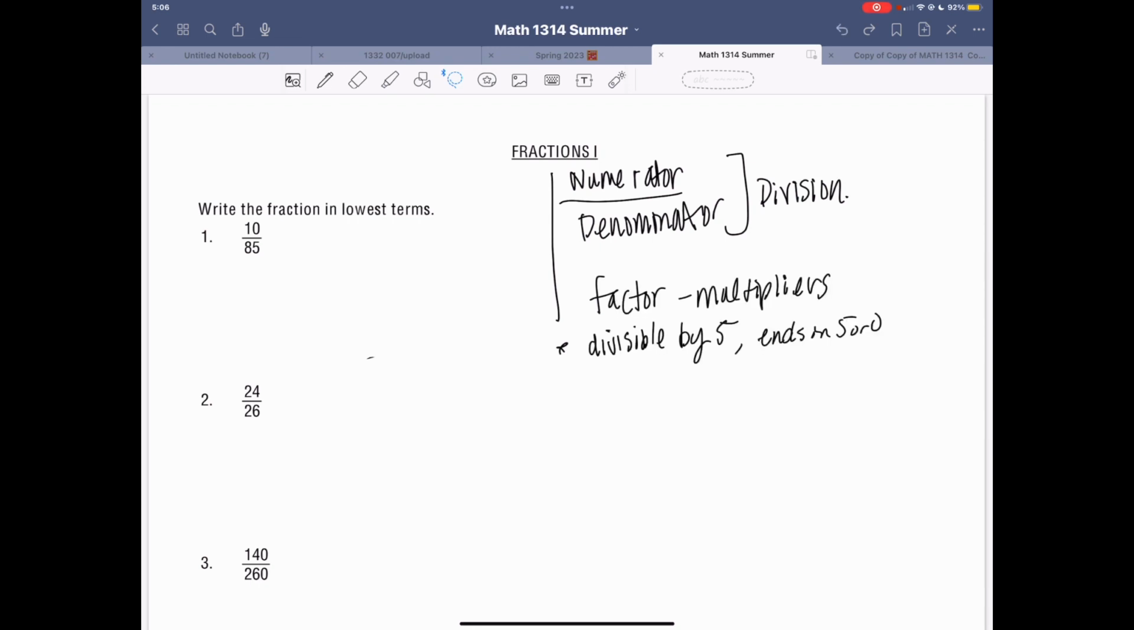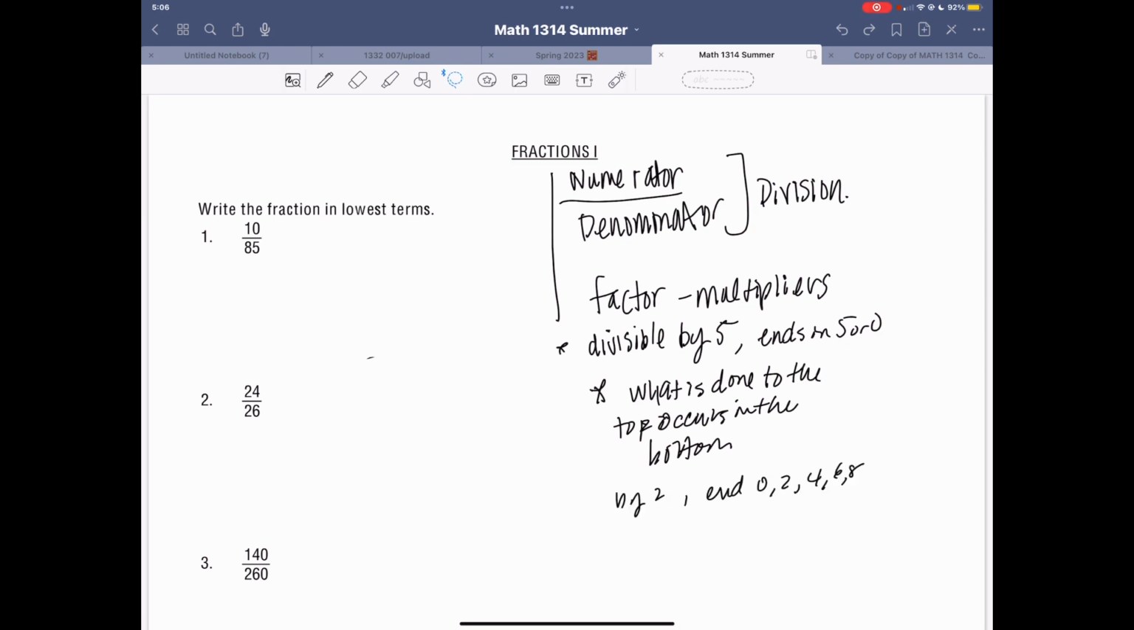And then you need to know that factors are called multipliers, right? So 2 times 3, those are two factors that give us a product. And in some of these, we're going to talk about the rules of divisibility. A number is divisible by 5 when it ends in 5 or 0. Another rule you have to remember is that what's done to the top in a fraction has to be done to the bottom. So whatever occurs in the numerator occurs in the denominator. Another divisibility rule is that when you divide by 2, our numbers end in 0, 2, 4, 6, and 8. All right, so let's go ahead and look at the first fraction.